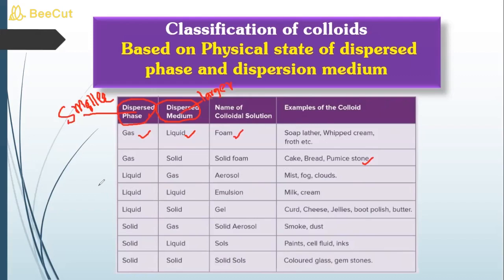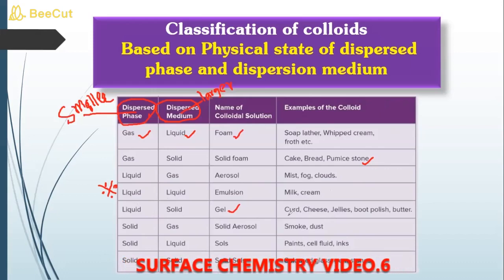Liquid in liquid is a very famous type of colloid, and we'll be studying this in detail in a later part of the topic. It is called emulsion. Milk and cream are examples of emulsion. Solid in liquid is called gel. Examples: curd, cheese, jellies, polish, butter, etc.